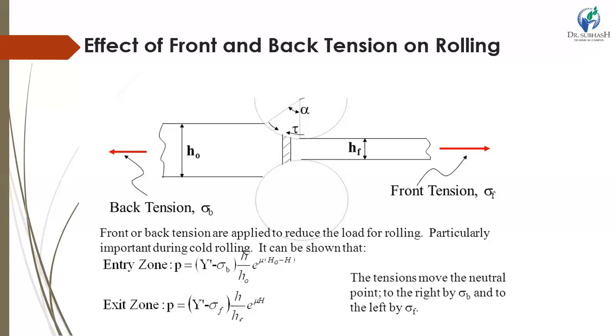Back tension is applied to the sheet by applying braking action to the reel supplying the sheet to the roll gap by some suitable means. Front tension is applied by increasing the rotational speed of the rear reel. In the next lecture, we will discuss more about rolling, roll pass, and so on. Thank you.